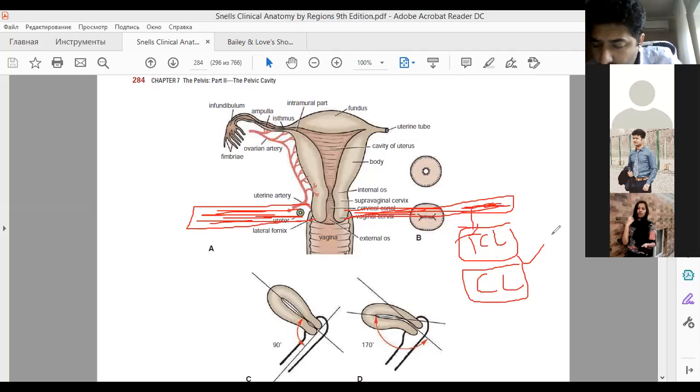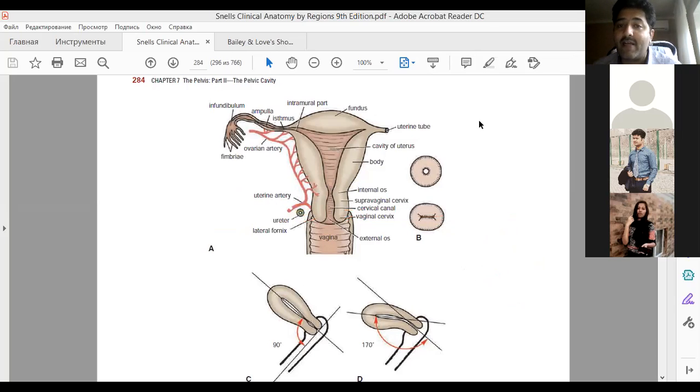It is the cardinal ligament, or you can call it the transverse cervical ligament. This cardinal ligament is also in close relation to the ureter and to your uterine artery. Okay. So please remember these correlations are very, very important.